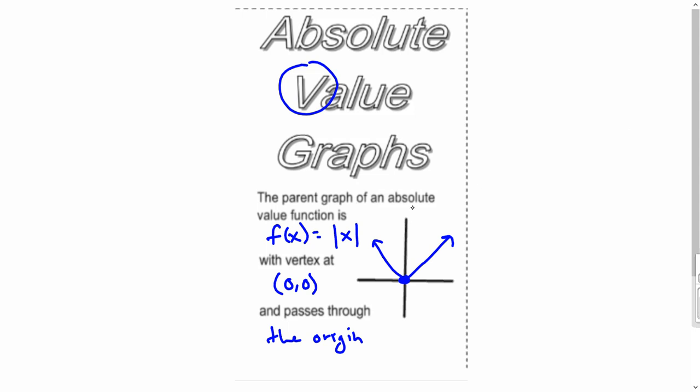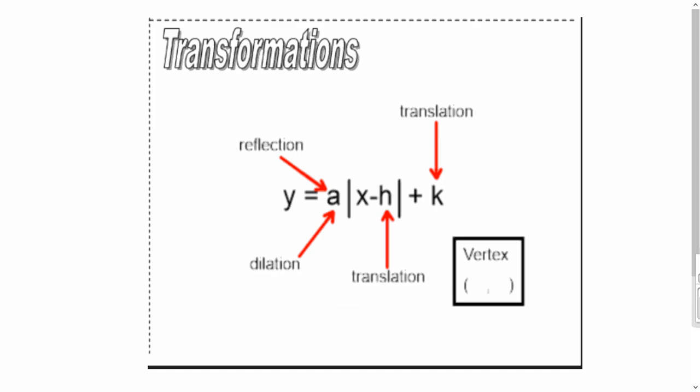So you guys have this foldable on absolute value graphs, and we're going to use that as our notes to kind of work our way through how it's similar to the types of functions that we've already learned how to graph, what those different transformations are, and then we'll work through a couple of examples. All right. So if you look over on the next little page of it or rotate it around, we've got the transformations. Okay. So this should look very familiar to you.